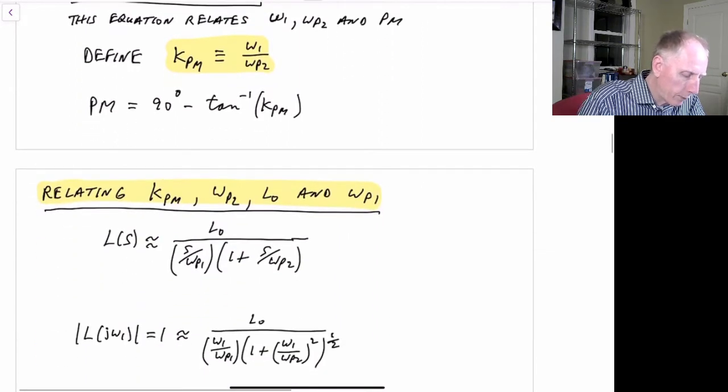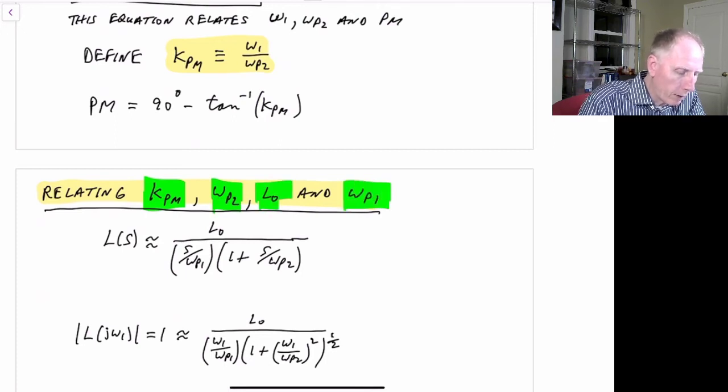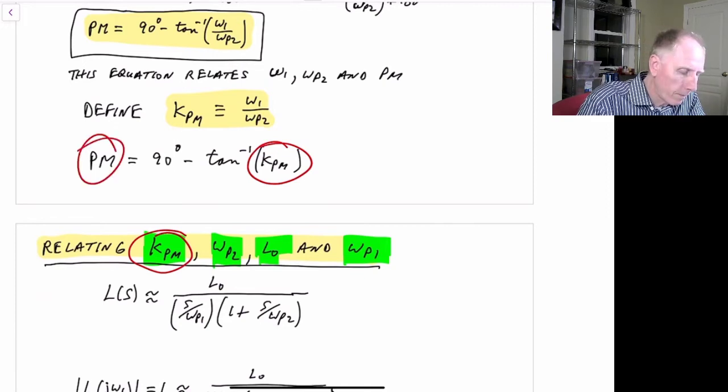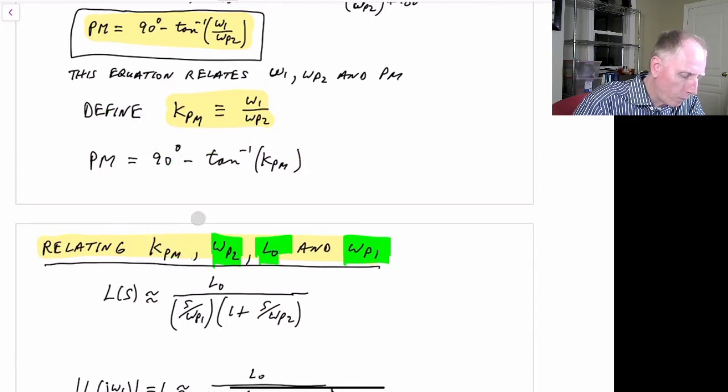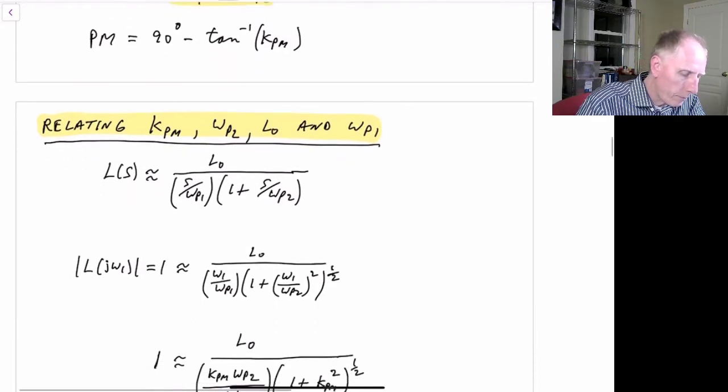So the next thing we want to look at is relating k sub pm, omega p2, L naught, and omega p1. Recall that it's the ratio of omega 1 and omega p2 which will dictate the phase margin. It's a direct relationship between k sub pm and the phase margin. So if we know k sub pm, we know the phase margin. If we know the phase margin, we know k sub pm. But we want to bring omega p1 into this relationship now.